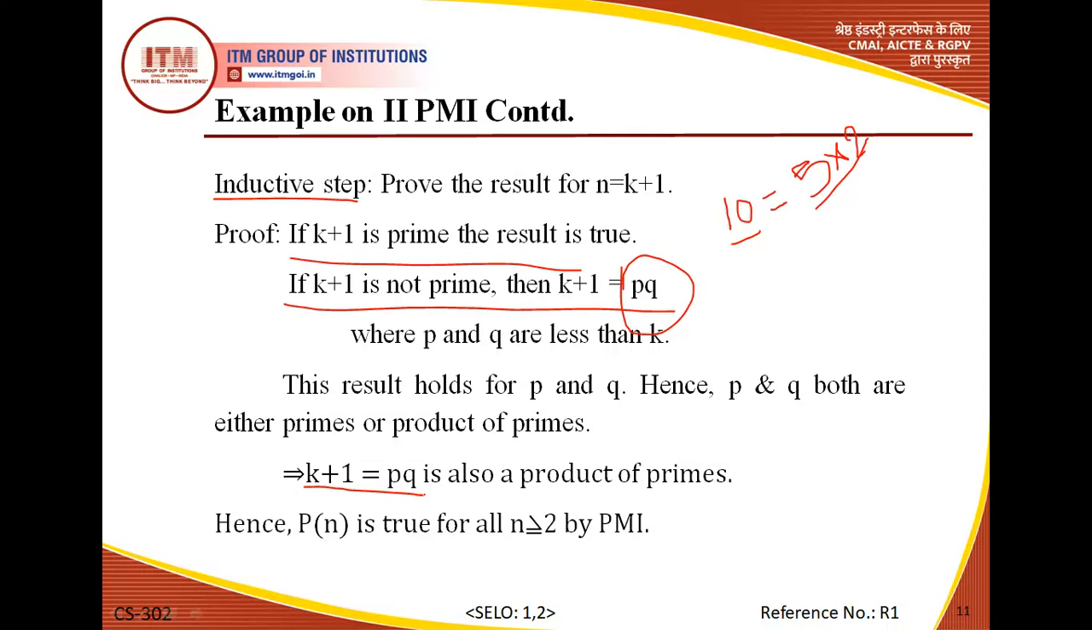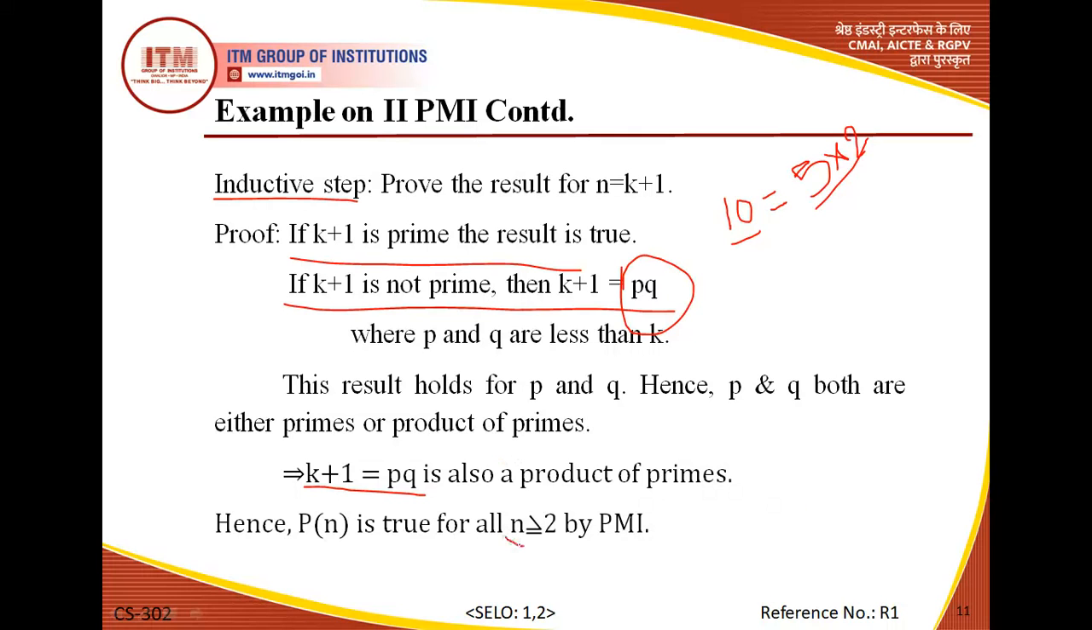The above result is true for p and q. Hence p and q can be written as the product of primes. Hence k plus 1 is also written as the product of primes, and hence the result is true. Now we have proved the result for k plus 1 only. After this, by PMI we can say that if the result is true for k plus 1, then the result is true for all the natural numbers, by using the second principle of PMI.